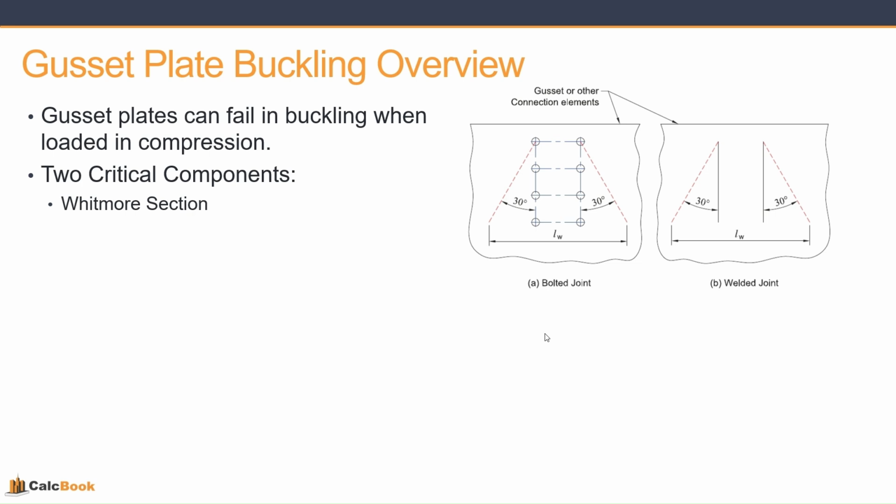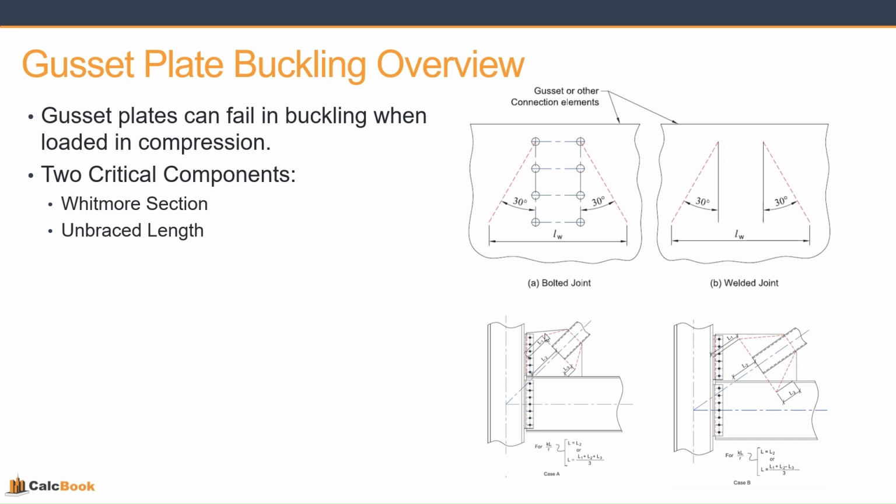So we have this Whitmore section that we use, which is 30 degrees away from either the bolted line of action or the welds. And the second component is the unbraced length. This is going to be the distance from the end of the brace to the fixed edge, right? So that's typically going to be your beam or column interface.